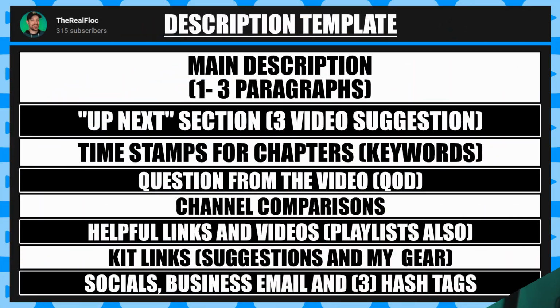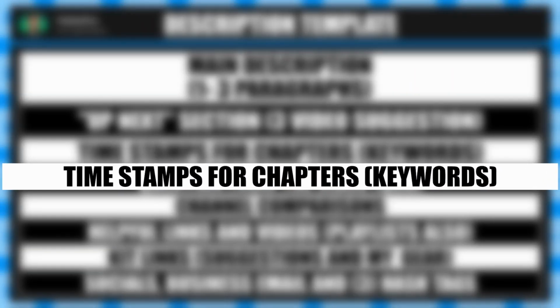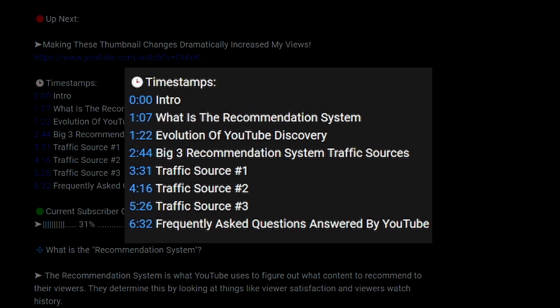Timestamps are up next, and if you're not currently adding these into your videos, YouTube has said multiple times that eventually they're going to be adding auto-generated timestamps to your videos. So if you want some level of control in this, you might as well just go ahead and start adding timestamps to your videos now.